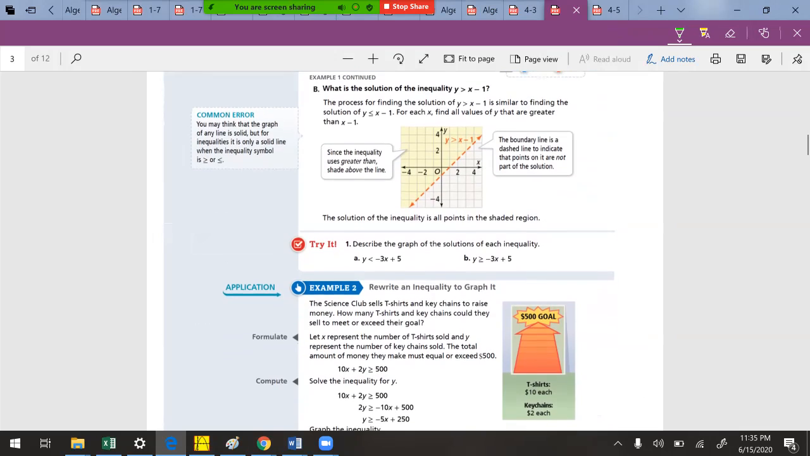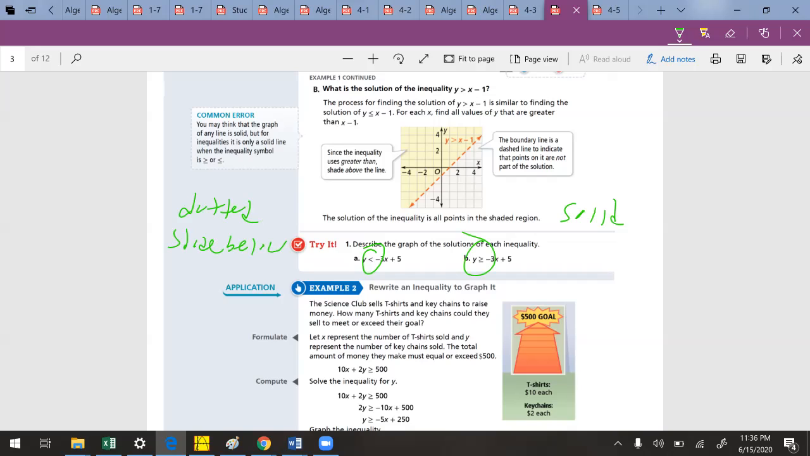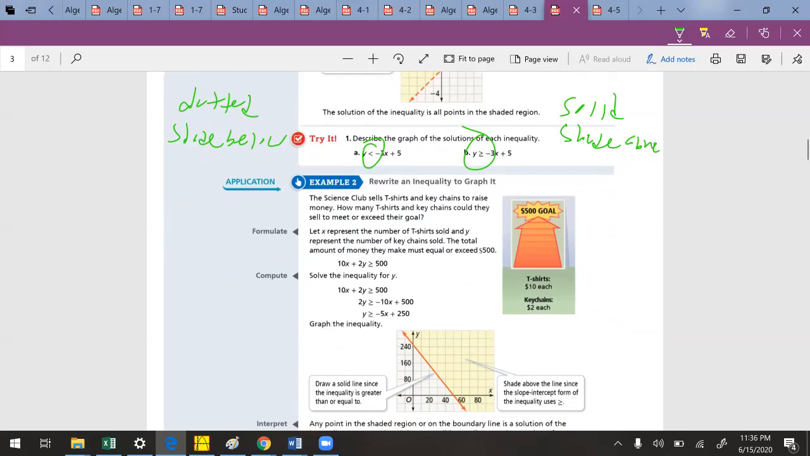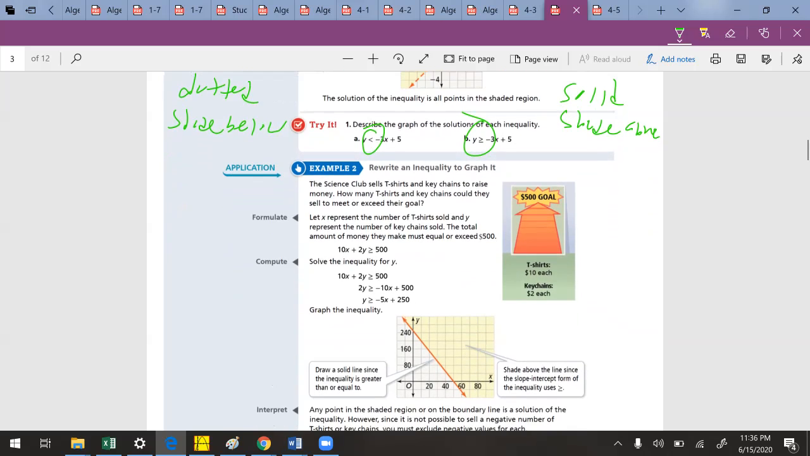That's simple. Let's focus now on another one, okay? More specifically, I want to talk about this right there. That inequality is less than, so it's going to be a dotted line, and it's going to be shade below. Whereas this right here is solid, shade above. It's all about looking at your inequality and interpreting it.